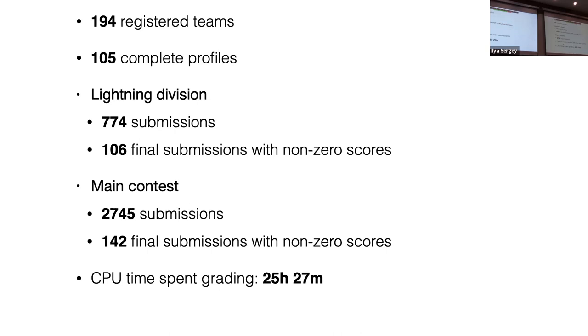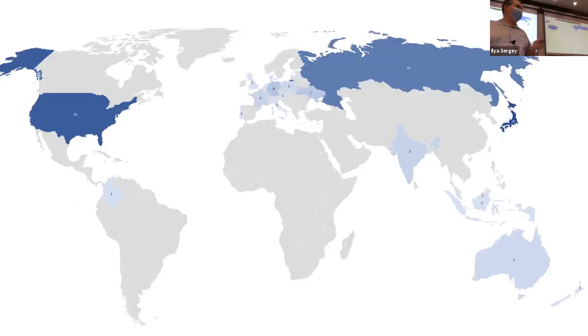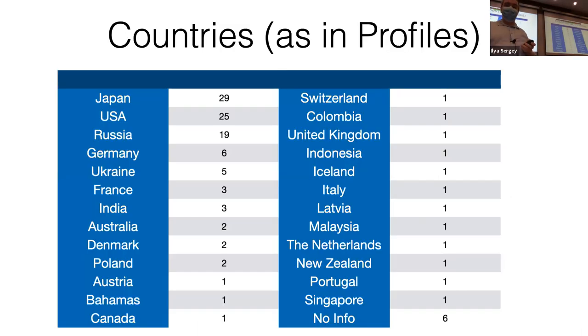We actually didn't spend that much CPU time grading. We prepared for 10 times that. We got some pretty heavy AWS servers for grading, but that was not necessary. Geographical distribution.